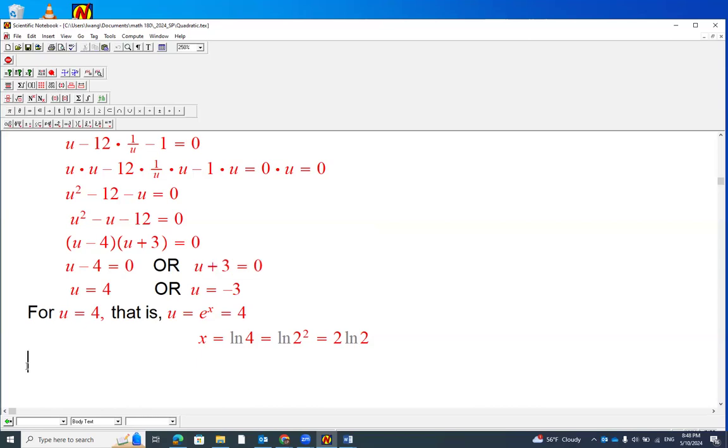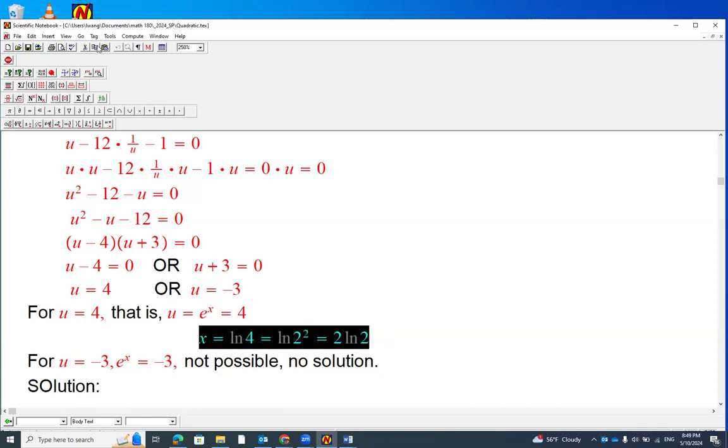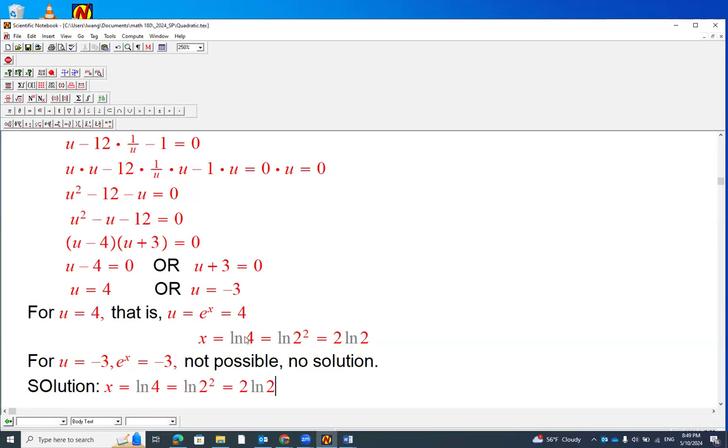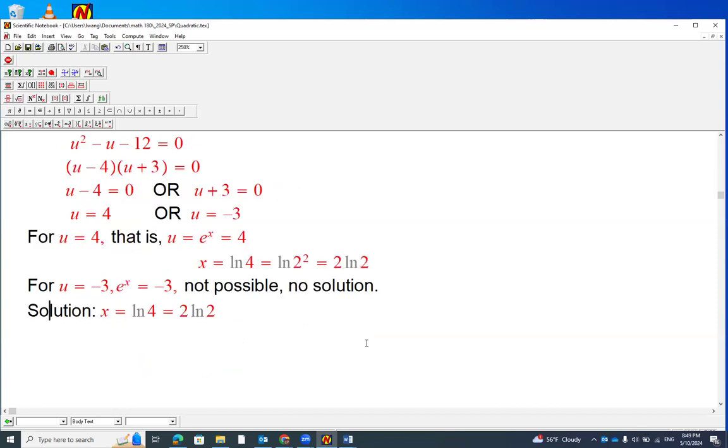For u equals negative 3, we got e to the power x equals negative 3. And of course, this is not possible, i.e., there's no solution. So finally, the solution is x equals ln 4 or 2 times ln 2. Either one of these. And of course, the latter is optional.